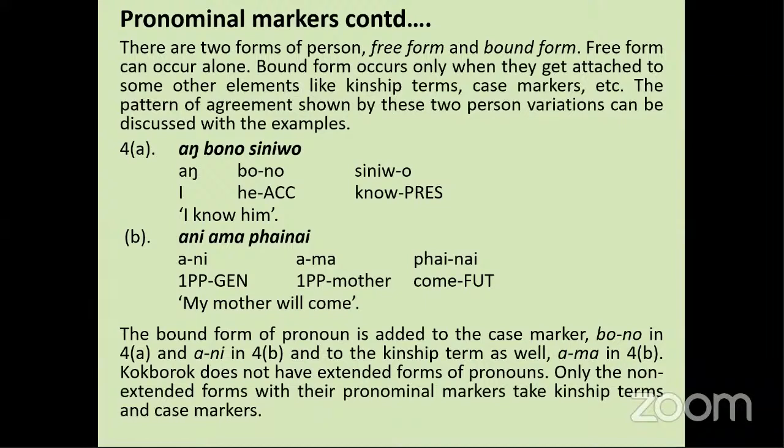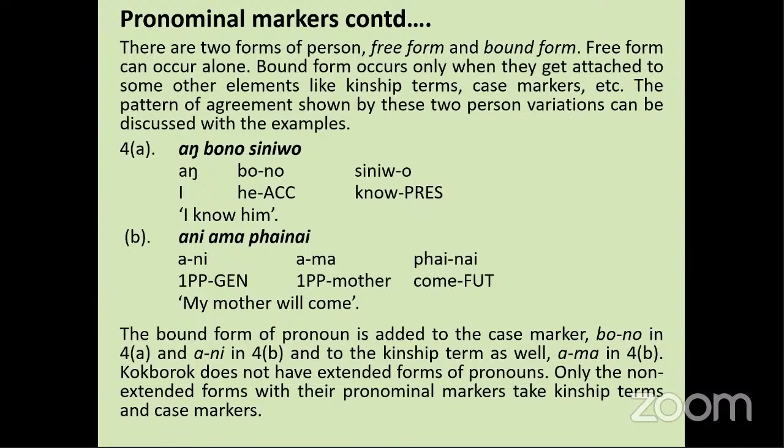Well, there are two forms of person, free form and bound form. Free form occurs alone, bound form occurs with kinship terms and case markers. So we can see some agreement patterns shown by the two forms of the persons, free form and bound form, with the following examples like ang bono sinio, I know him. Ang bono sinio, I know him. Ang is the first person, and bo is the bound form of the third person pronominal marker, which takes the case marker, accusative case marker no here.